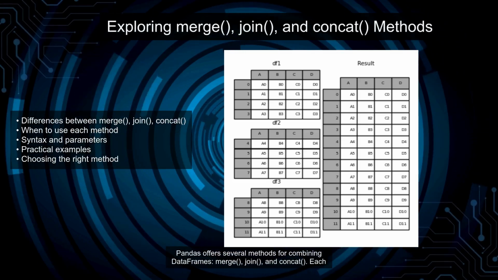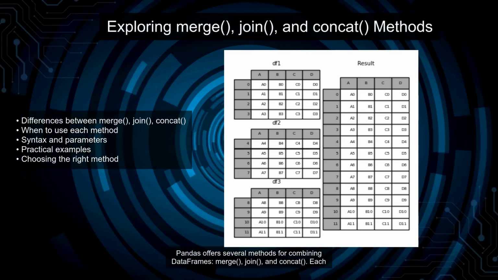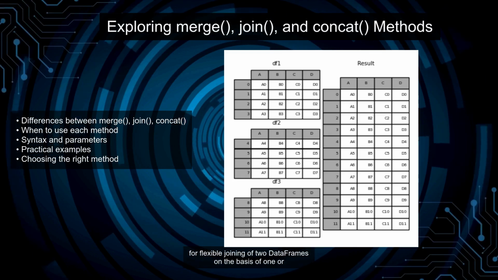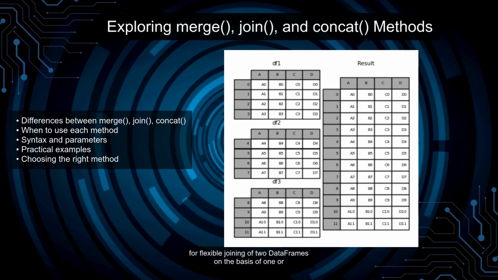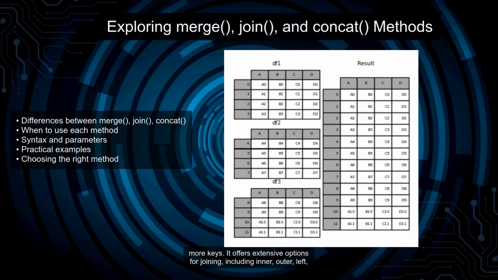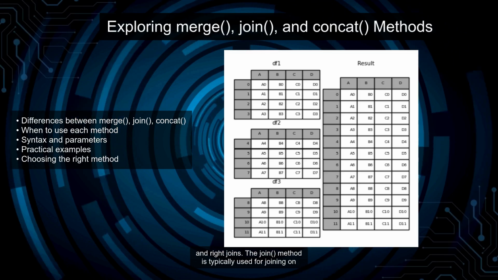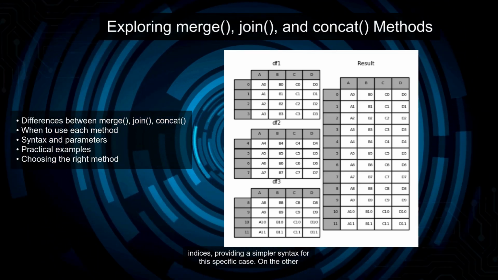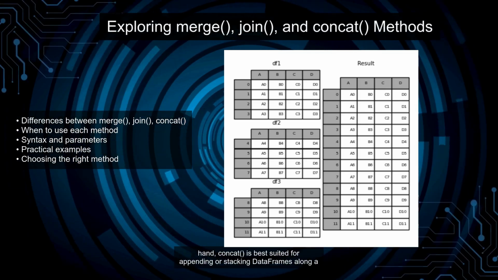Pandas offers several methods for combining data frames: merge, join, and concat. Each of these has distinct functionalities and use cases. The merge function allows for flexible joining of two data frames on the basis of one or more keys. It offers extensive options for joining, including inner, outer, left, and right joins. The join method is typically used for joining on indices, providing a simpler syntax for this specific case.